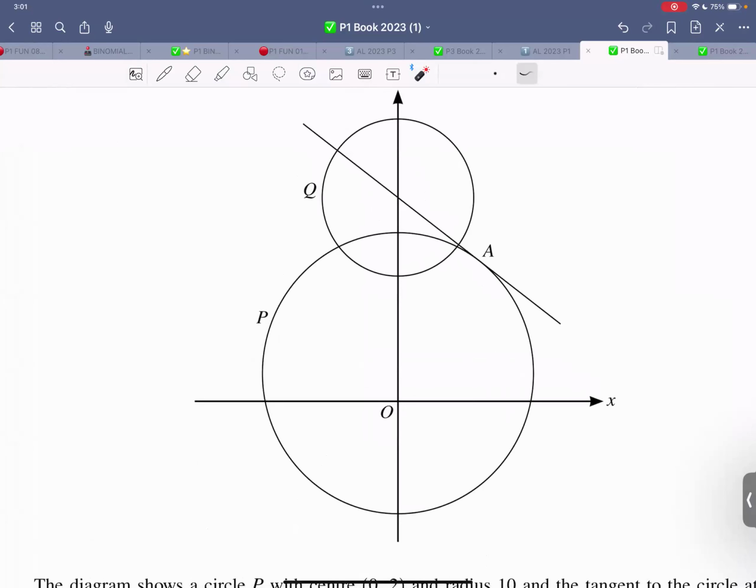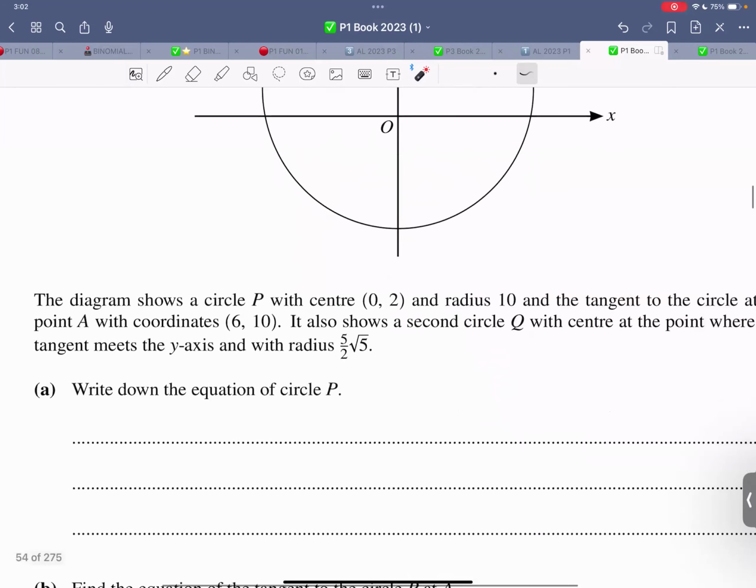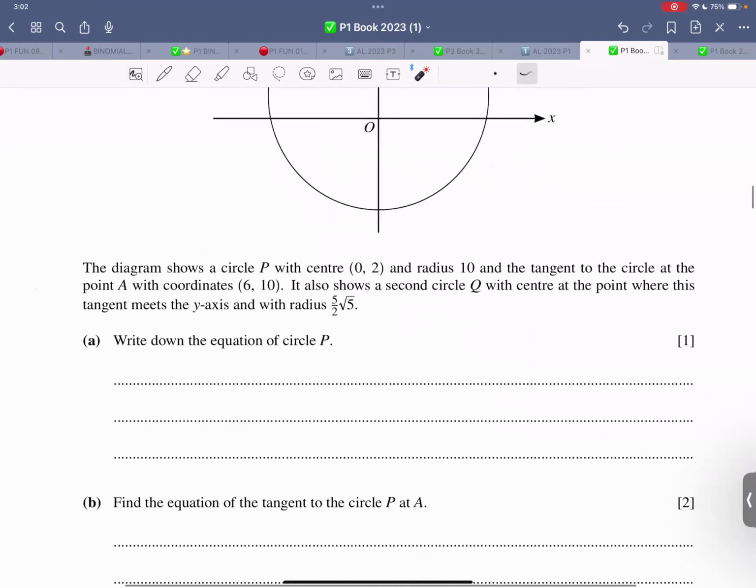So now, first of all, before I read anything, this P is the name of a circle. This Q is the name of another circle. There is a point on the big circle. This is the tangent. This tangent is cutting the other one. This is the y-intercept. Maybe they would be asking something about this. The diagram shows a circle P with center (0, 2) and radius 10. In other words, we can write down the equation of a circle: x minus 0 whole square plus y minus 2 whole square equals 10 square. That's too basic.